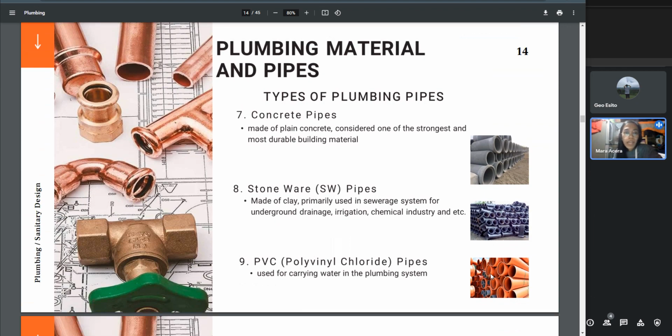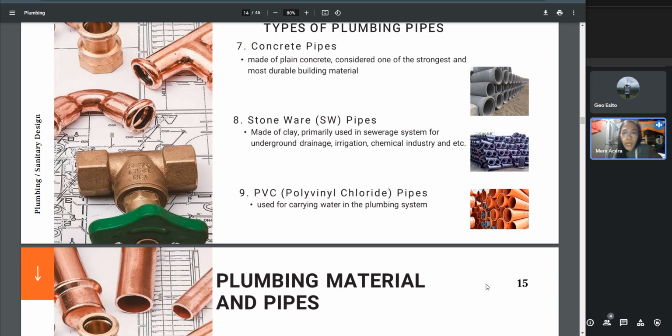The concrete pipes. As the name suggests, concrete pipes are made of plain concrete. It is a mixture of broken stone or gravel, sand, cement, and water, which is considered to be one of the strongest and most durable building material. Concrete pipes also come in different categories, like unreinforced pipes, reinforced pipes, and pre-stressed pipes.